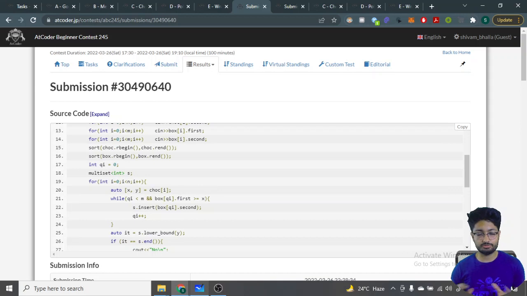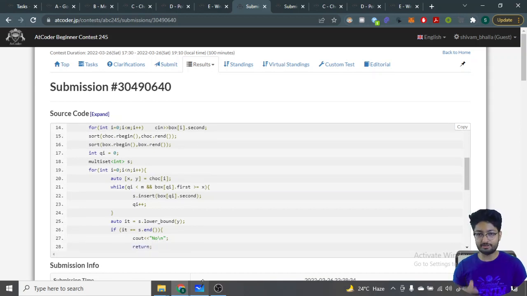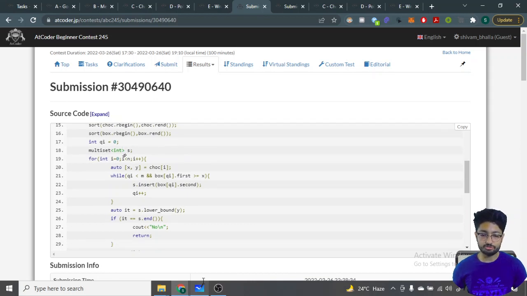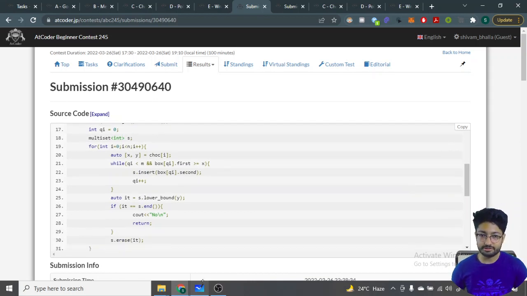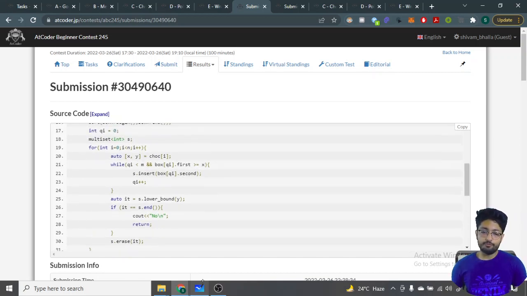Then I have this multiset. I'll tell you why this multiset is used. I will iterate over these chocolates because I want to insert all the chocolates inside the boxes. So I'll take the ith chocolate. Now I want to insert this chocolate, so whatever boxes I have till now, I go over these boxes. If the width of the current box is greater than or equal to the width I want, then I insert that box into the multiset. This just means that the width of this box qualifies, so I can fit the chocolate inside this box. So I will insert the height of that box, not the width, because the height is what still needs to be checked.